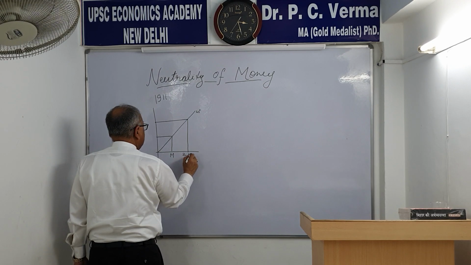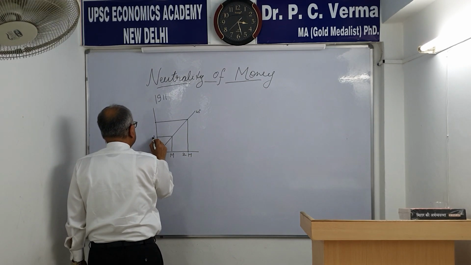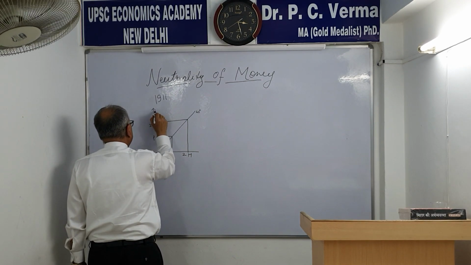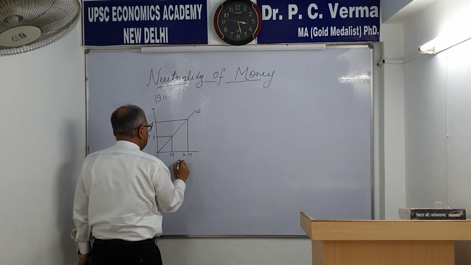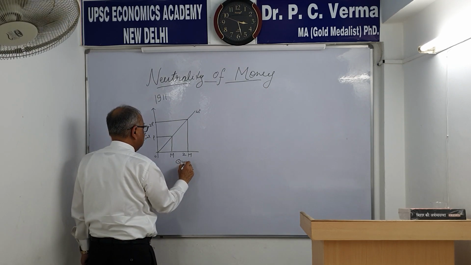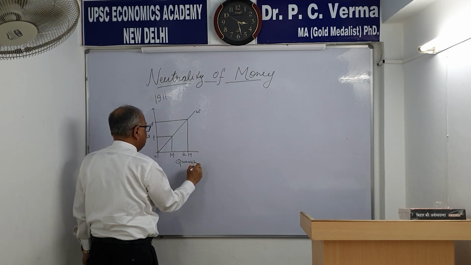On a 45 degree line, money is double, price is double. This is the price level, and this is the quantity of money.